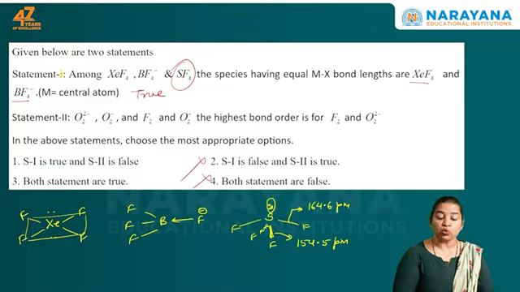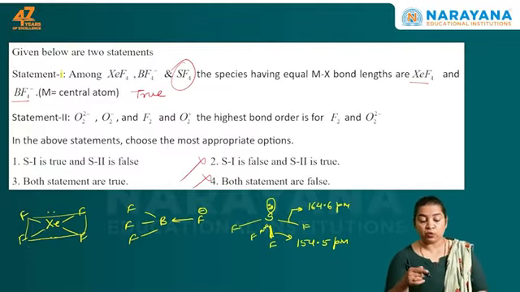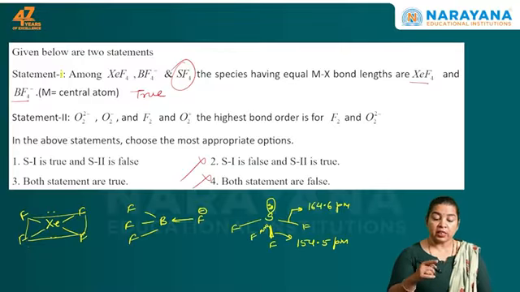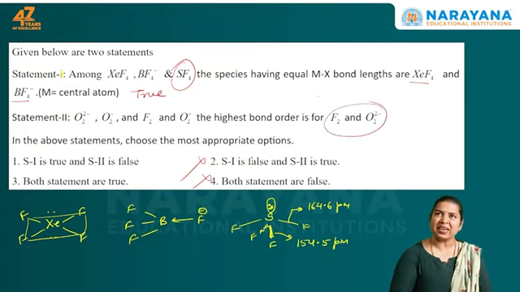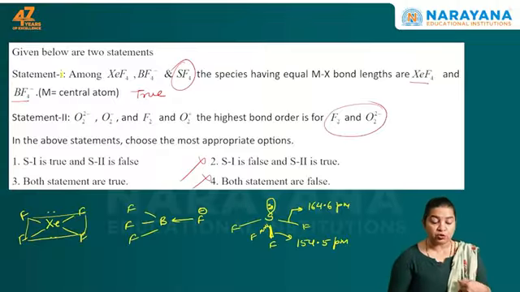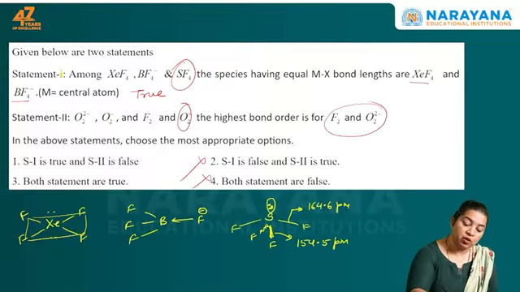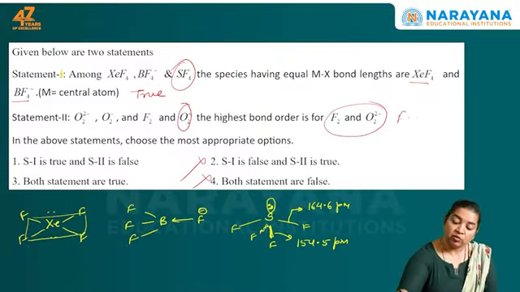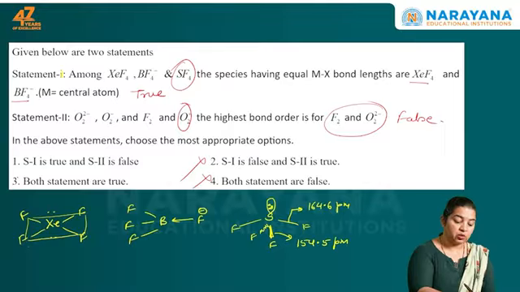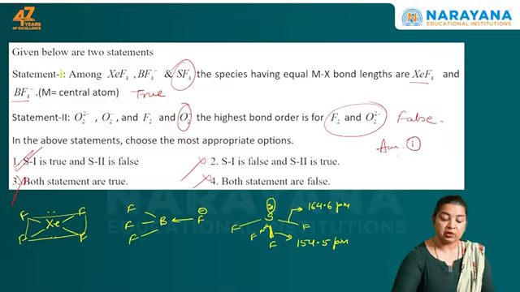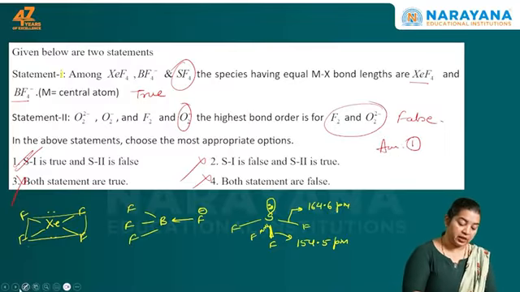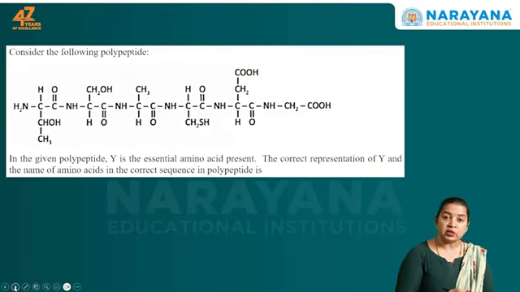Second statement, among O2 minus, O2 2 minus, F2 and O2 plus, the highest bond order is for F2 and O2 minus. Anything that has a minus cannot have the highest bond order. Bond order is the number of bonding electrons minus the number of anti-bonding electrons upon 2. In fact, among these the highest bond order is of O2 plus. So this statement is false. So this can't be our choice. Answer is option number 1 for this question from bonding. A good question, though easy, but a good question.